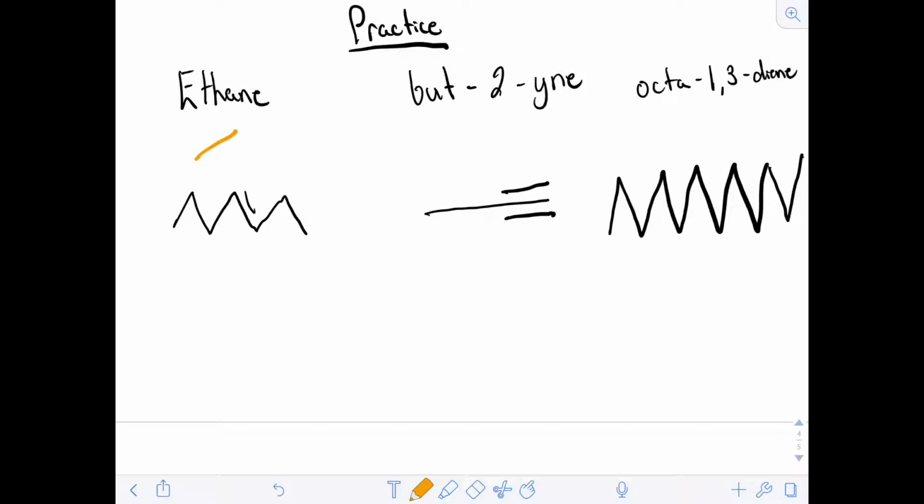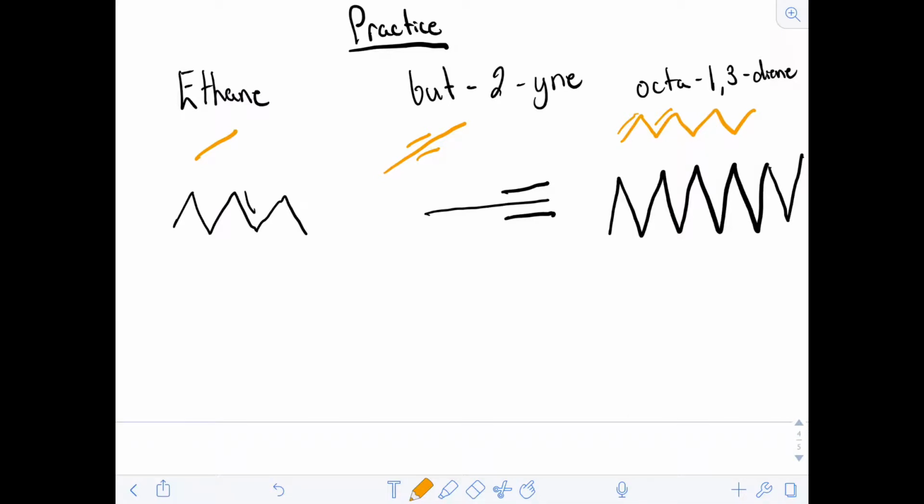So we got ethane, again, 1 carbon, 2 carbons. That's kind of just a straight line. Butane, so we'll have that line, 1, 2, 3, 4. So that one's just an even longer line with a triple bond in it. And then octa 1, 3 diene. So we'll have 1, 2, 3, 4, 5, 6, 7, 8. And then we'll have 1, and that'll be our 3. So that'll be our diene.